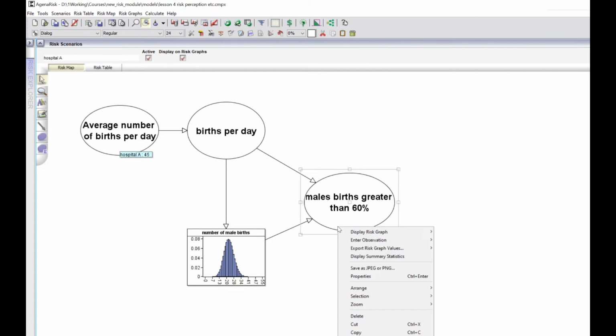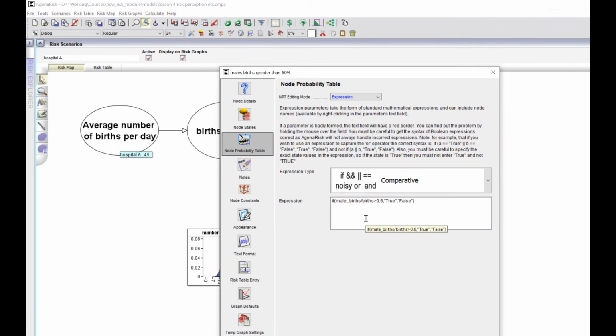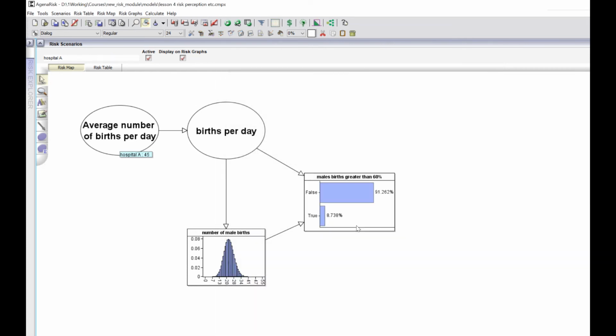Well, how have we defined this node? It's defined in terms of the parent nodes, which are births per day and number of male births. It simply says, if male births divided by births is greater than 0.6, so if the proportion of male births is greater than 60%, then this is going to be true, else false. And of course, we can now reveal that, and it's telling us that there's an 8.738% chance that this is true. Of course, what we're interested in here is comparing this with Hospital B.